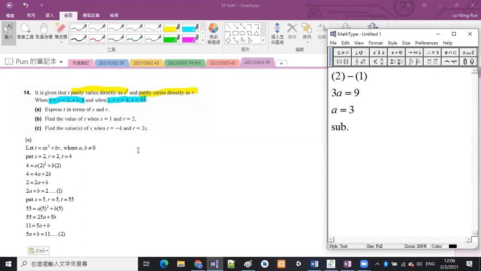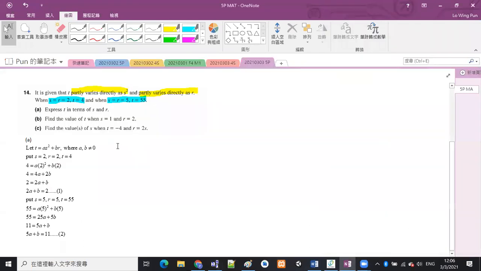And then we just substitute a equals 3 into equation 1. And we get 2 times 3 plus b is equal to 2. And then 6 plus b is equal to 2, and b is negative 4. Okay? And then we have already found the two unknowns. Then we just write down the complete information of the equation. Therefore, t is equal to a times s squared becomes 3s squared, plus b times r becomes minus 4 times r. Okay, that is the answer of part A. Can you get this?